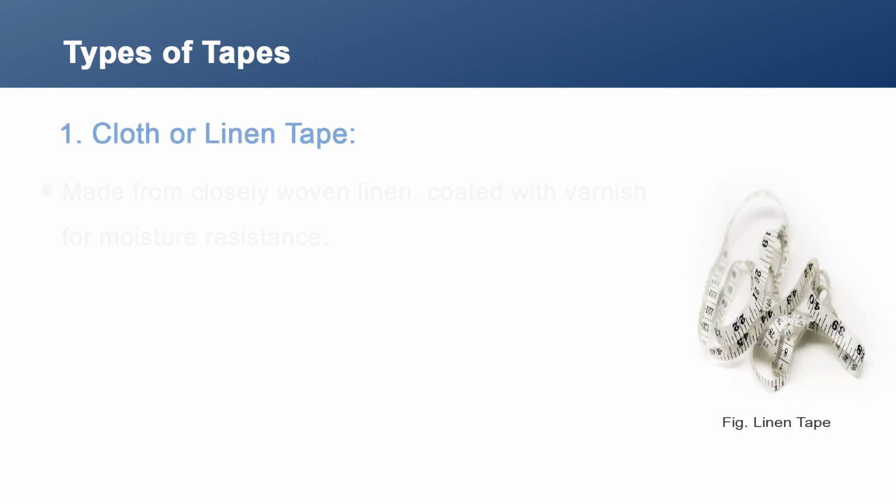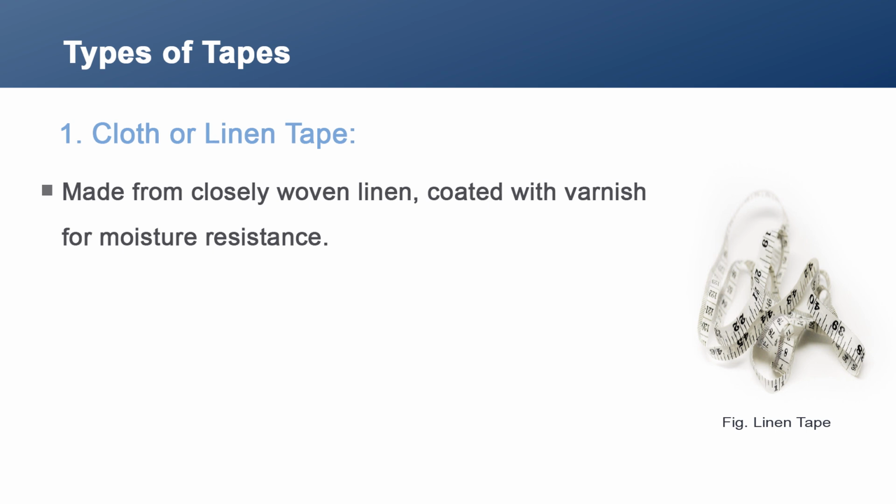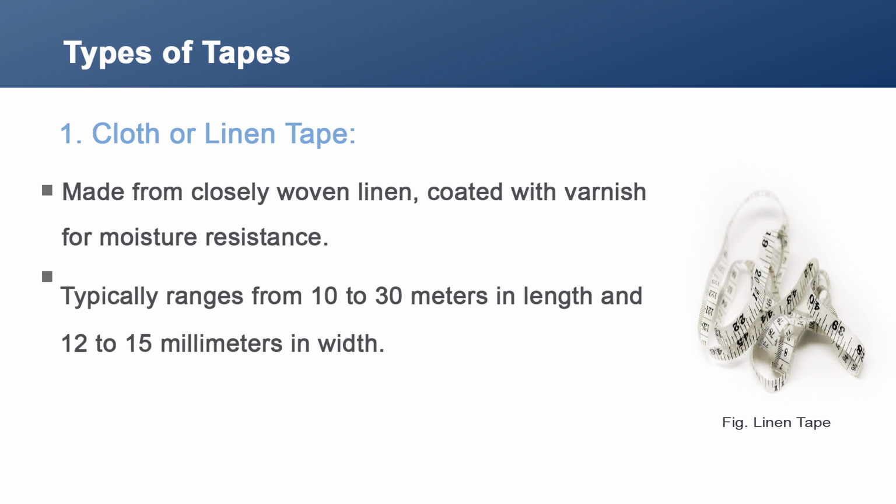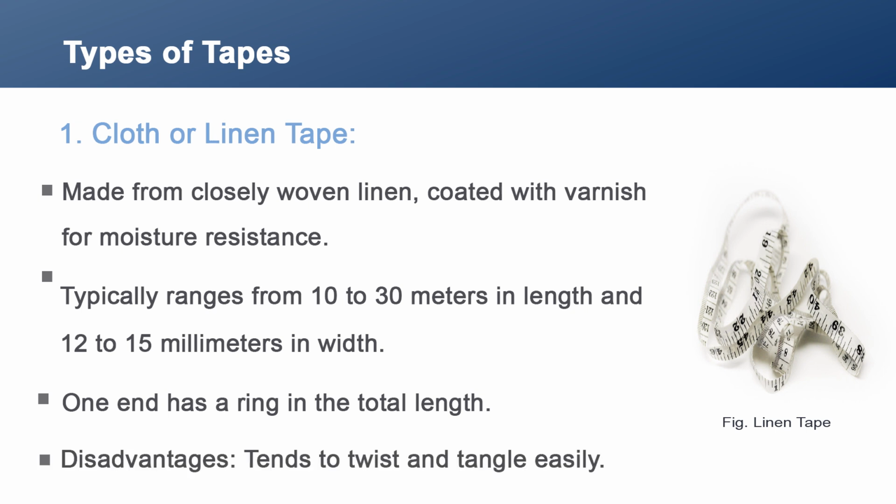So, getting back to our classification, first we have the cloth or linen tape. These tapes are made from closely woven linen coated with varnish to resist moisture. They usually range from 10 to 30 meters in length and are about 12 to 15 millimeters wide. One end of the tape has a ring included in its total length. The disadvantage here is these tapes can get pretty frustrating because they twist and tangle easily.